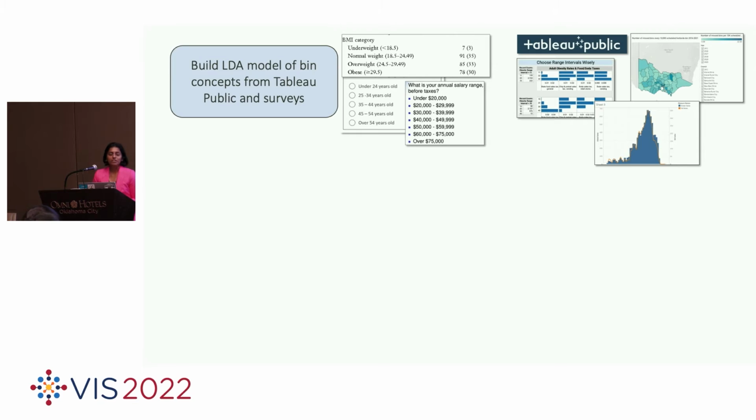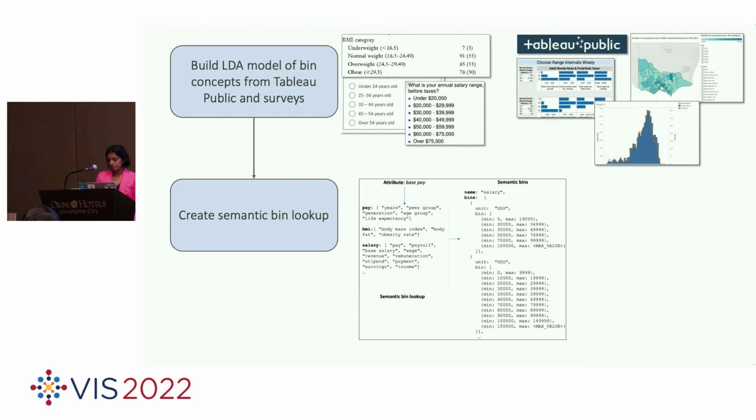So to generate a lookup of semantic categories, we employ a data-driven approach of mining a public corpus of survey questionnaires out on the internet and published Tableau visualizations containing bin fields. To create a lookup of bin strings and their associated bin sizes, we use a latent Dirichlet allocation, or LDA model, which is a popular form of statistical topic modeling. In LDA, documents are represented as a mixture of topics, and a topic is a bunch of words.